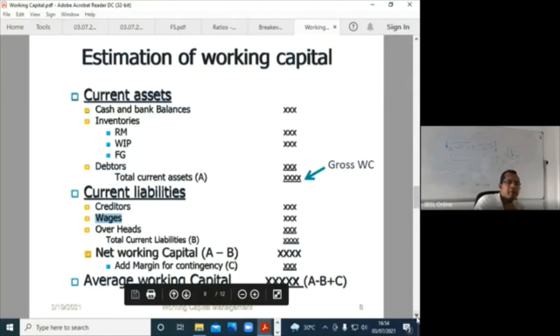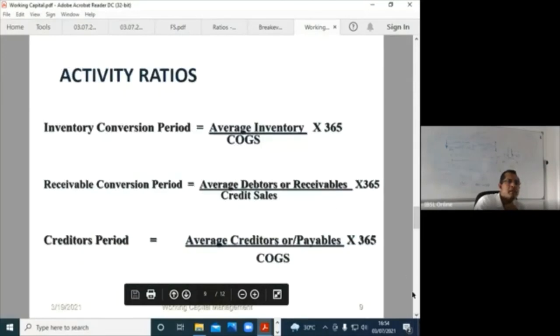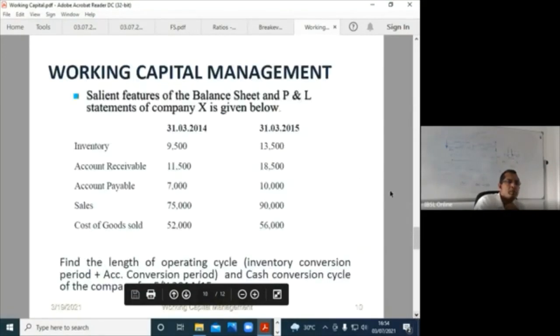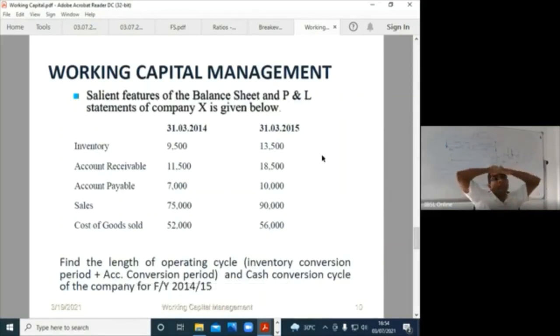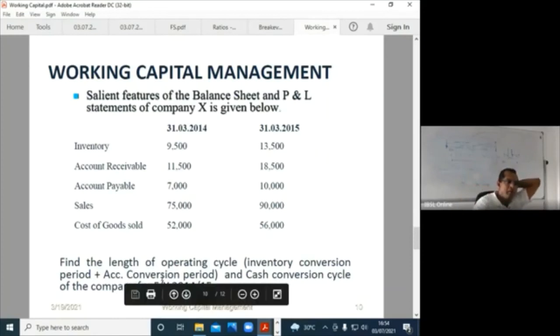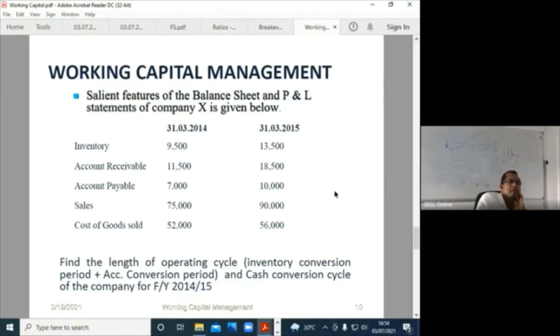Right? Then ratios we did. So why don't we do this sum? Calculate the working capital, 10 minutes. I don't think you need 10 minutes, right? Few minutes, and forget about this. This one is wrong. This is not updated, right? This okay. So find out the working capital requirement for this year, whatever the final year.